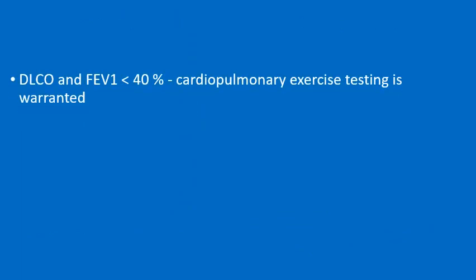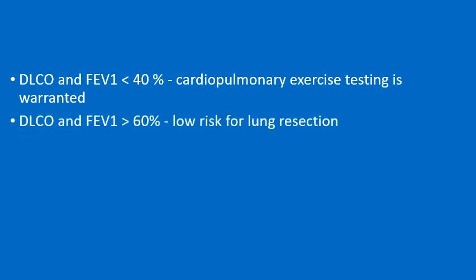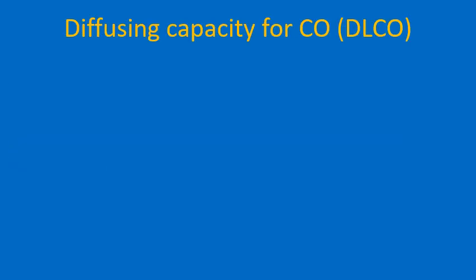Now coming to when FEV1 and DLCO are less than 40%. When it is less than 40%, it is a high risk, and cardiopulmonary exercise testing is mandatory in those patients. If DLCO and FEV1 are more than 60%, then it is a low risk for lung resection, and between 40 to 60% it is a moderate risk for lung resection.